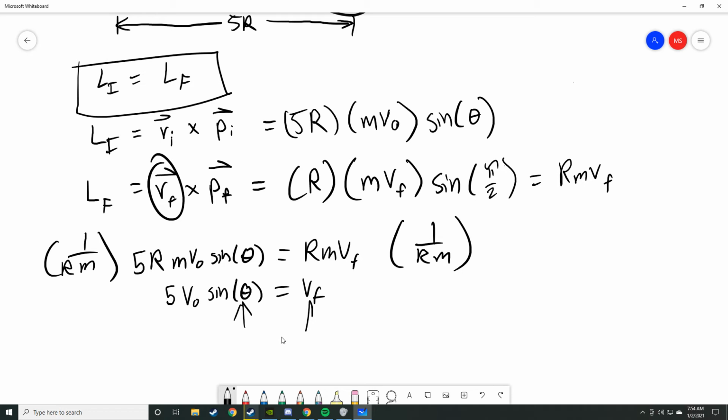But these two, we don't know the sine of theta term, and we don't know this v final term. So this is begging for another equation. And what we're going to use to get that other equation is conservation of mechanical energy.